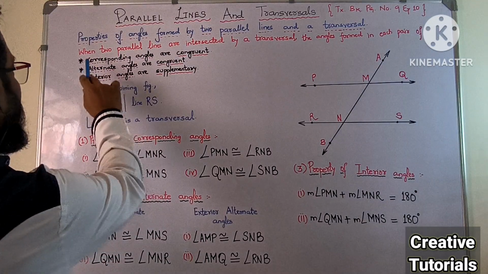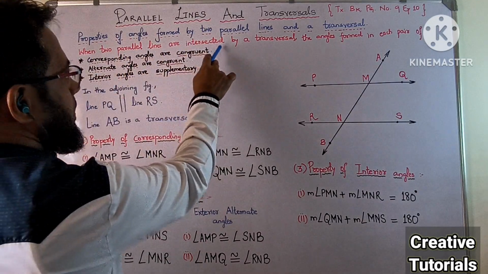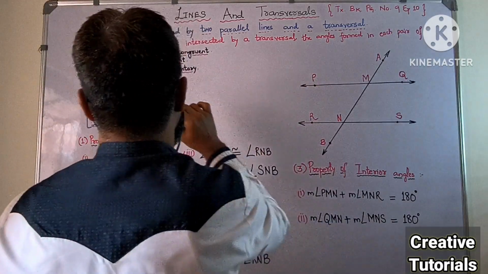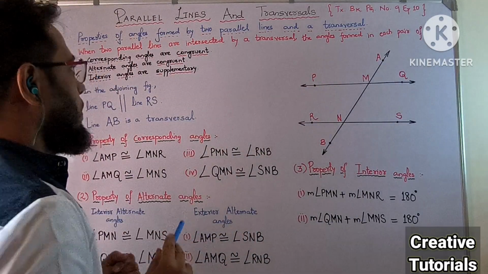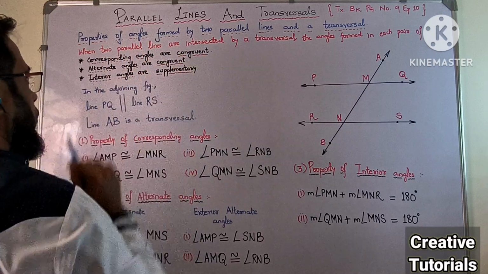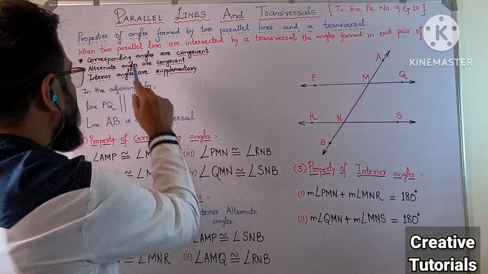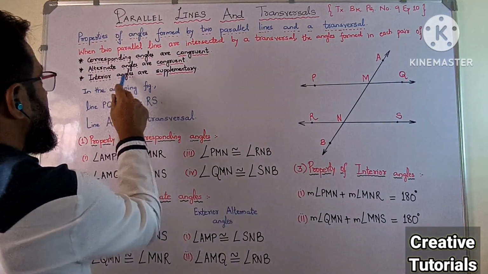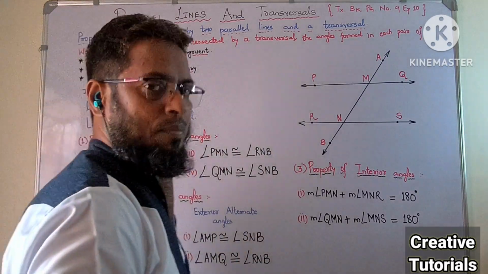So, remember this: when two parallel lines are intersected by a transversal, the angles formed in each pair are, number 1, corresponding angles, they are congruent. Number 2, alternate angles are also congruent. Number 3, interior angles are supplementary.